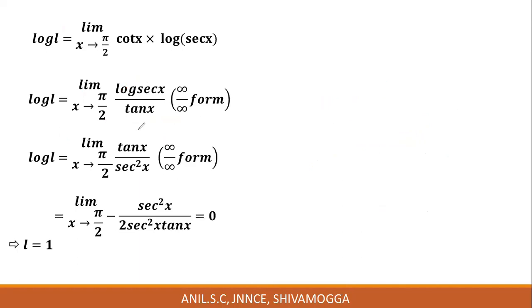Now apply limits. Log secant x divided by tan x, this term. As x tends to pi by 2, this is log secant pi by 2. And this is equal to log secant pi by 2 is 0 and log 0 is infinity. Divided by, as x tends to pi by 2, this will be tan pi by 2 and tan pi by 2 is also infinity. Therefore, this takes infinity by infinity form. Now we can use L'Hospital's rule.